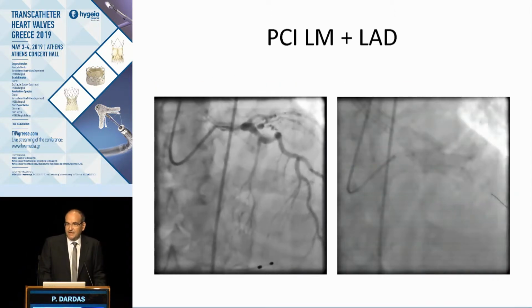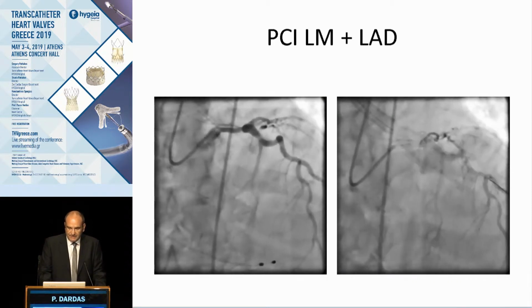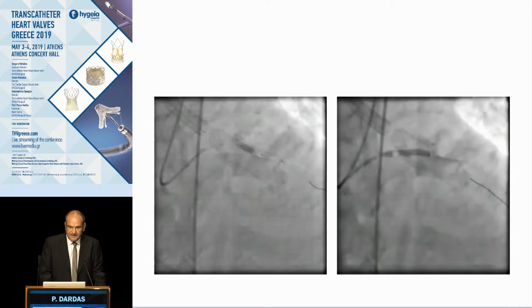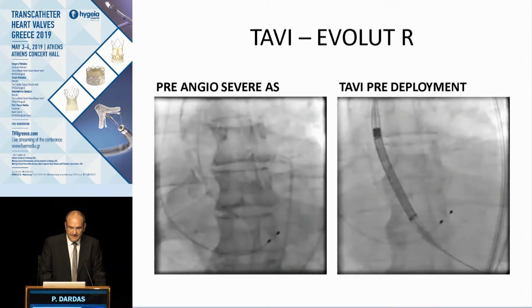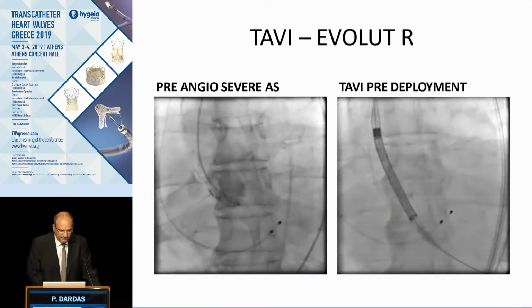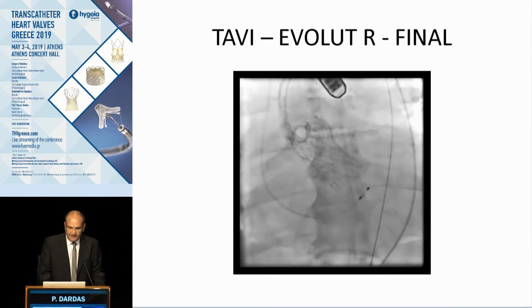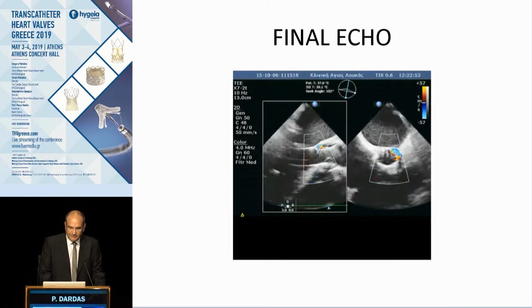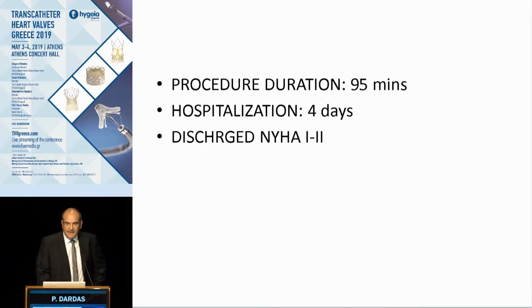So he went down to the cath lab immediately, and we had to act very quickly. We put a couple of stents in the left main, the proximal LAD, and this was the result after stenting. And then very quickly we followed with valve deployment, and we had a very good result. And you can see here the transesophageal echocardiography. The whole procedure lasted less than an hour and a half. The patient recovered very quickly, and he was hospitalized for 4 days. He was discharged in very good condition.